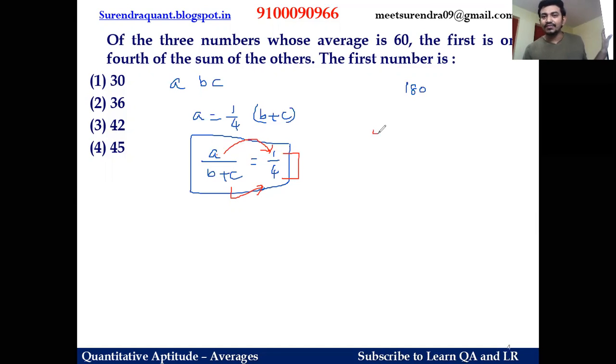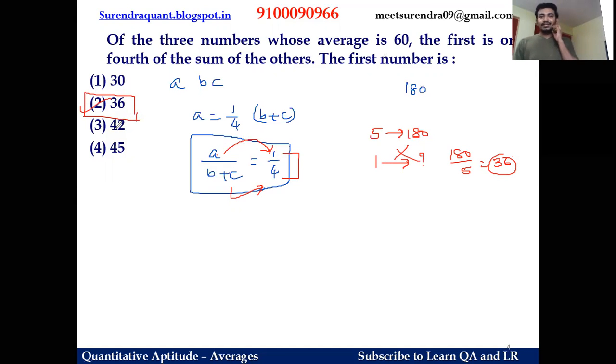So if 5 parts is 180, we are looking for the first number. The first number is 1 part only. 1 part is how much? So cross multiplication, 180 by 5. So that is 36. So in this way, when you try to write in terms of fraction, it becomes so simple, I mean, in terms of a ratio concept. If not, you have to work out a lot, guys. So if you don't understand this, you need to spend a lot of time.